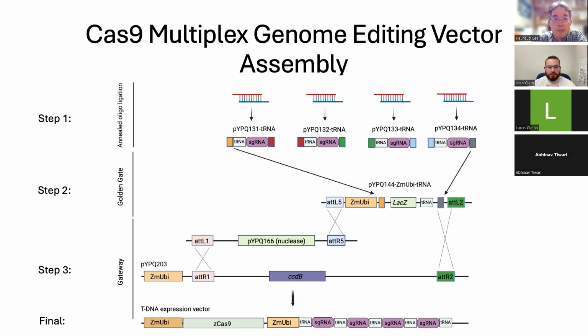Yeah, thanks, Keunsub. I actually neglected to mention that in my response to the last question. So we typically express them in two different ways, right? Under either a polymerase 2 promoter, which I've depicted here, maize ubiquitin, or a small RNA polymerase 3 promoter. Those are either U3 or U6.